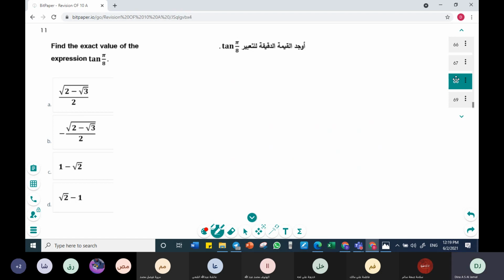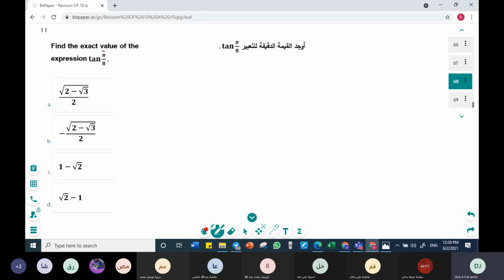So in this question you need to pay attention. He is giving you the question in radians. Find the exact value of the expression tan pi over 8. So I'm giving you two ways. The first way is the longest way. The second way will be the calculator way. So the first way, pay attention.